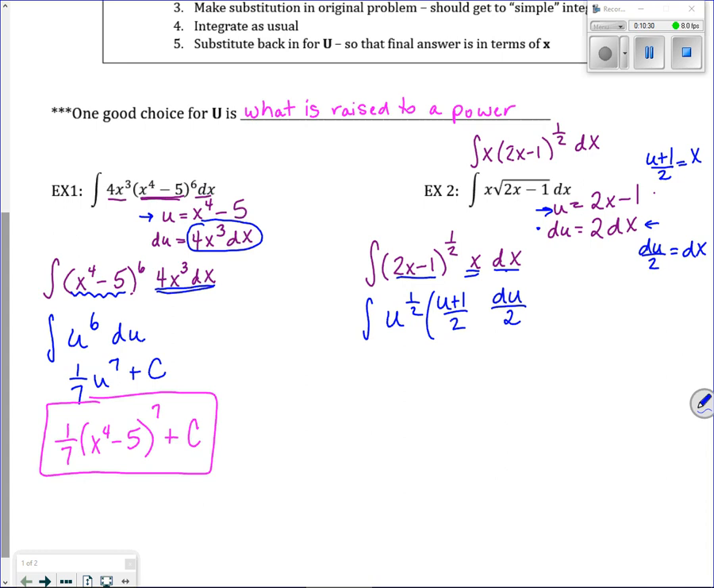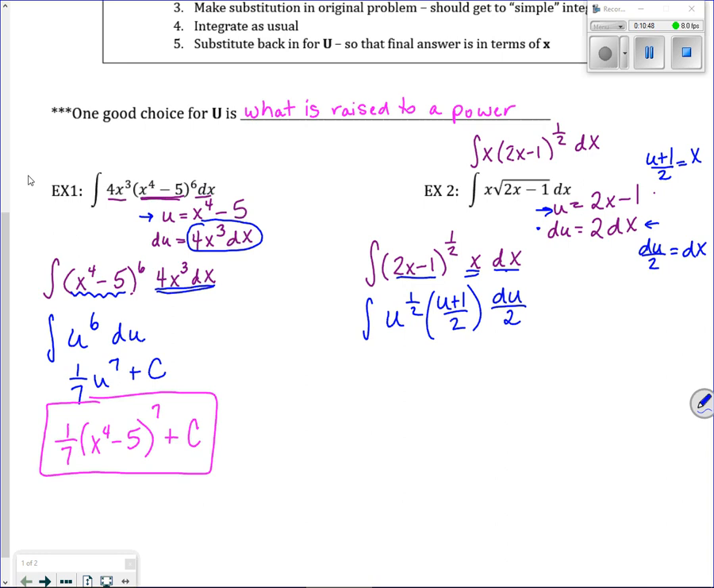Now this doesn't look that much better because you guys still have a product, but here's the difference. You can simplify this product. So let me do that. One of the biggest mistakes is the number that you bring out.